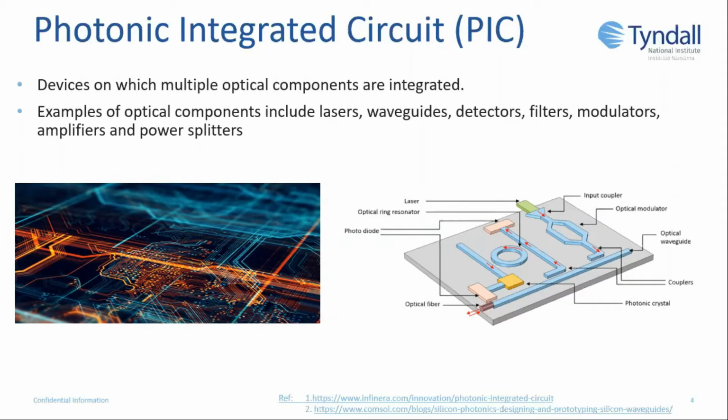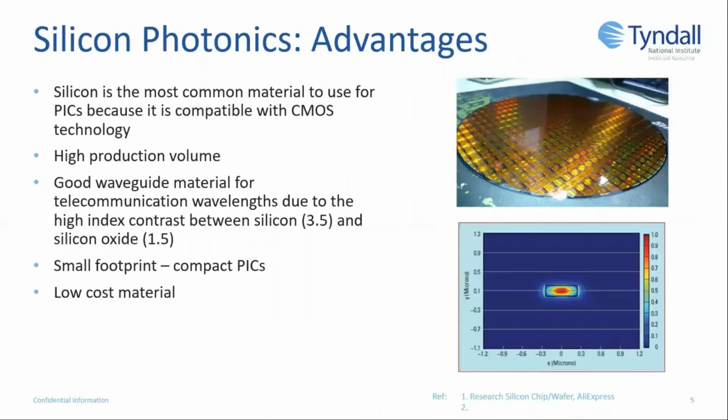So what are the PICs made out of? So the answer to this is generally silicon. Now, you don't have to have your PIC made out of silicon. There have been PICs that have used other platforms and materials such as lithium niobate, III-nitride materials and polymers. But silicon is definitely the most common material for PICs, and there are good reasons for this.